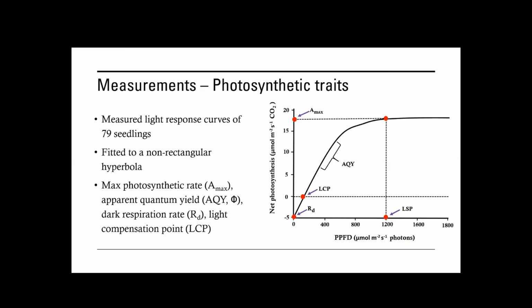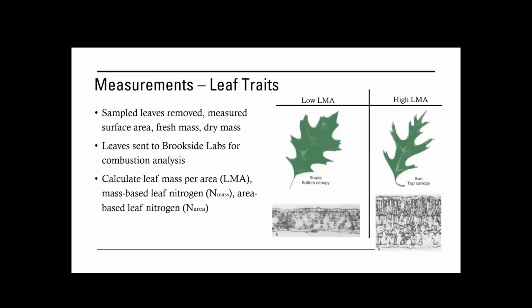This calculates and extracts several parameters of interest, such as apparent quantum yield, which is how efficiently a leaf uses sunlight for photosynthesis, dark respiration rate, which is how much sucrose a leaf uses to maintain vital functions, and the light compensation point, telling us how much light is needed to achieve a net zero photosynthetic rate. We then took the sampled leaves and measured surface area, dry mass, and fresh mass.